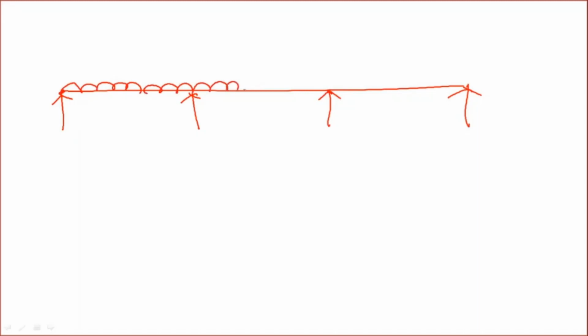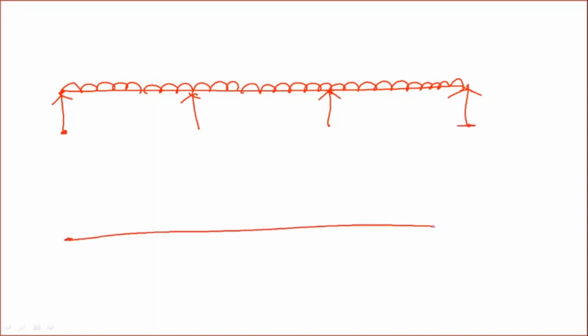I am considering a continuous beam like this, which has 3 spans suppose. Throughout the span we have applied the UDL like this. Now at the end supports here, what will be the bending moment? It will be 0. Here the bending moment is 0 and here the bending moment is 0. But at the interior supports, the bending moment will be negative.